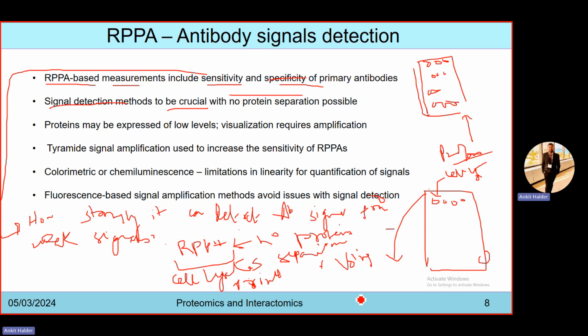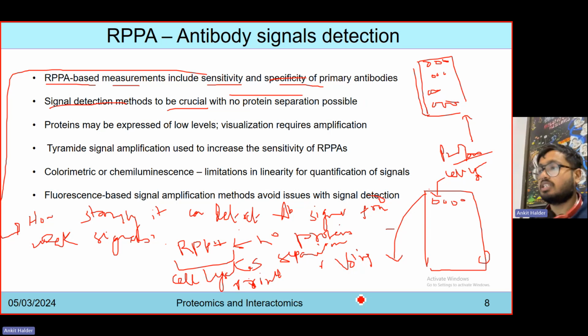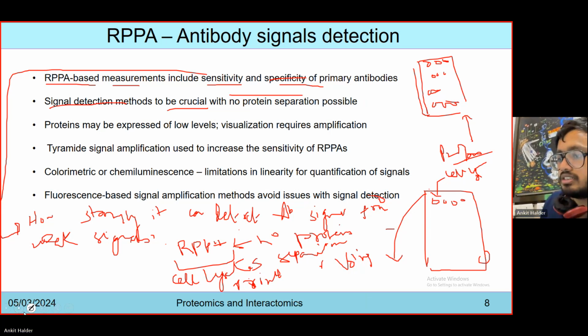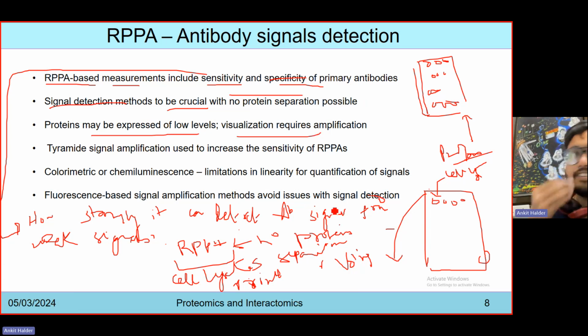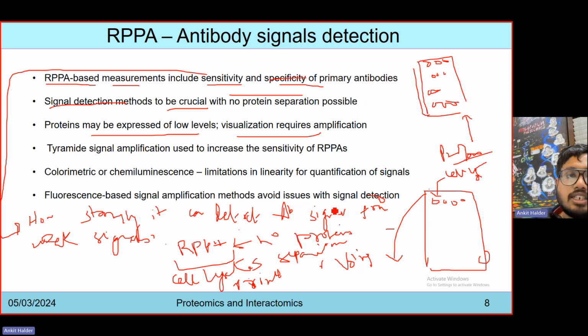Now, what further can be used: the proteins can be expressed at low levels, and the visualization will definitely require certain kinds of amplification.